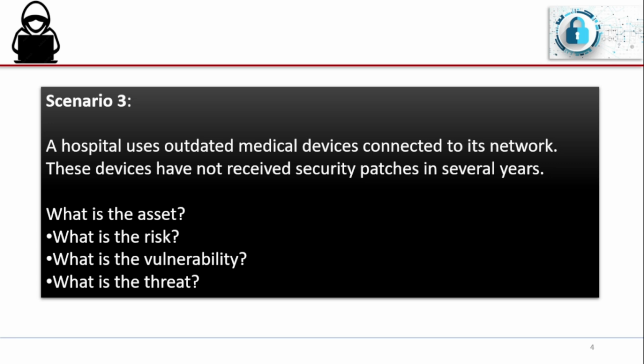You may pause it. So what can be the asset, outdated medical devices or the network? I believe the asset is basically the network, which is the most important thing that can be at risk. And what is the risk? The risk is that the network can be compromised because it has not received security patches in several years, so that network is at risk. What is the vulnerability? The vulnerability is the outdated medical devices. Outdated medical devices might have some sort of vulnerability in themselves, and when connected to the network, obviously they are going to affect all the other devices connected to that network. And what is the threat? The threat is that all the devices on that network can be compromised. That is the risk, and the threat is basically these outdated medical devices.